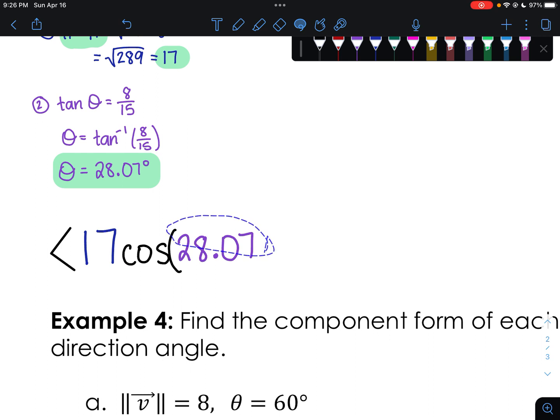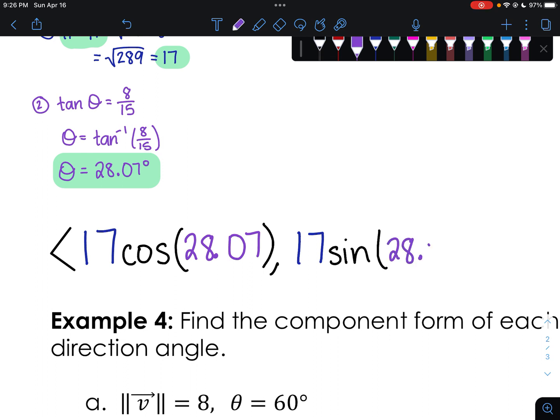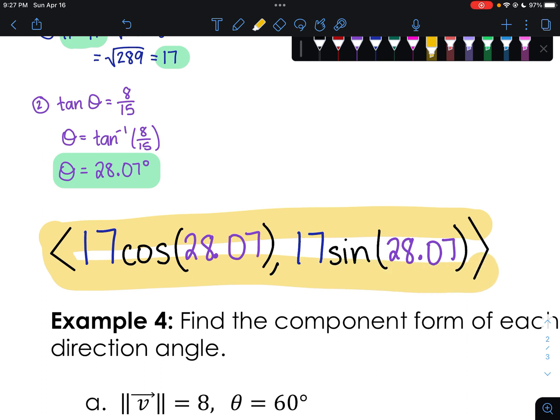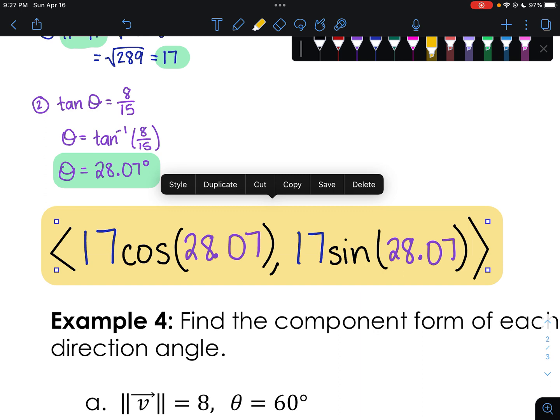And just to be safe, I'm going to put parentheses around that. It's not needed, but again, just so you can see the separation. And then we do the magnitude times sine of our direction angle, which is 28.07. And that is how you write the vector 15, 8 in trig form. Remember, cosine is x, sine is y, so that should be familiar to us.